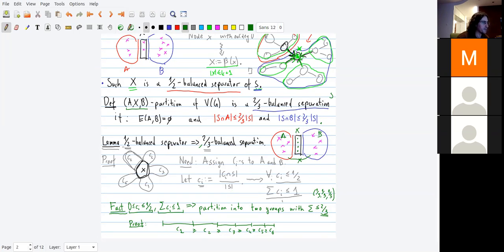Good. So where was I? I was proving this fact. The Ci's are at most half, and they sum up to at most 1. I can partition them into 2 groups with each group summing up to at most 2/3. So let me order the Ci's from the highest to the lowest: C1, C2, C3, and so on.